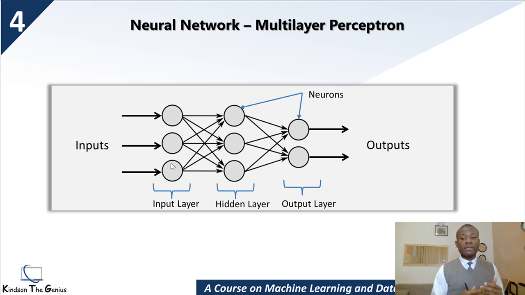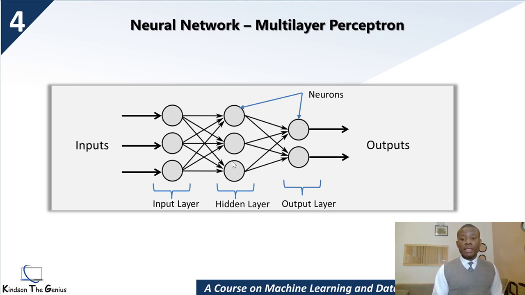So these neurons are not placed haphazardly; they are arranged in layers. I have this layer where the data comes in. It's called the input layer. We have a layer in between. It's called the hidden layer because it's kind of hidden. From the input you can't see this layer. From the output you can't see this layer.